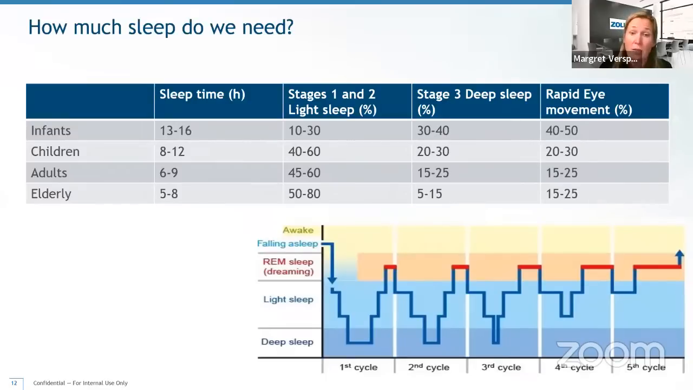In the beginning of the night, there's more deep sleep, and at the end of the night, there's less deep sleep. So what they say actually is that deep sleep is more important for your physical recovery, and REM sleep is more for your emotional recovery. But there are still a lot of things that we don't know about sleep and about the sleep stages, for example the function of light sleep. There are a lot of things that we don't know about sleep yet, but also a lot of things we do know already.